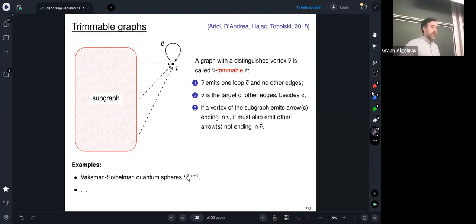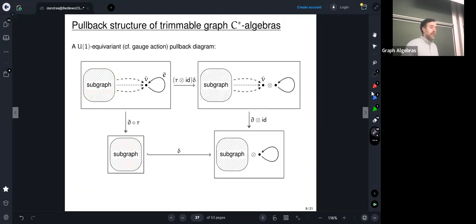So whenever you have this kind of graph, which we call trimmable, you can construct a commutative square and prove that it is a pullback. In fact, it is a U1 equivariant pullback diagram for suitable actions on the graph C*-algebras that I'm going to specify now. So here in this picture, whenever you see a graph, I really mean the C*-algebra of that graph. So it's a commutative square with four graph C*-algebras.